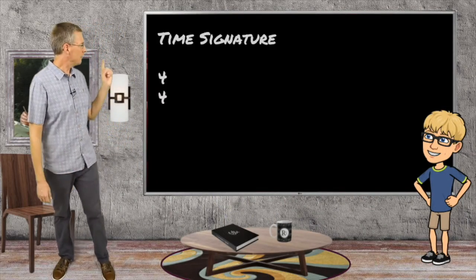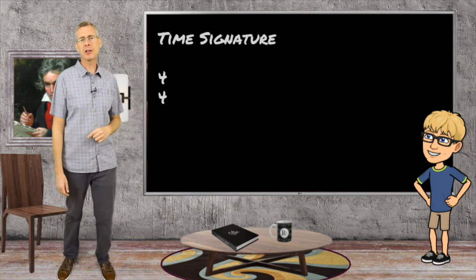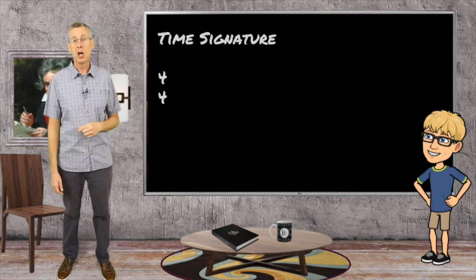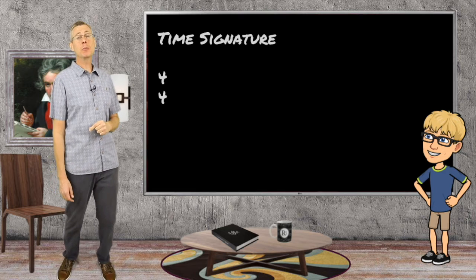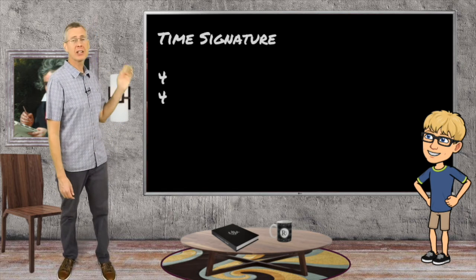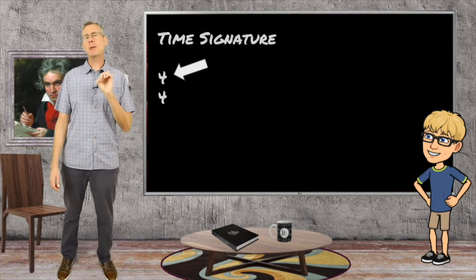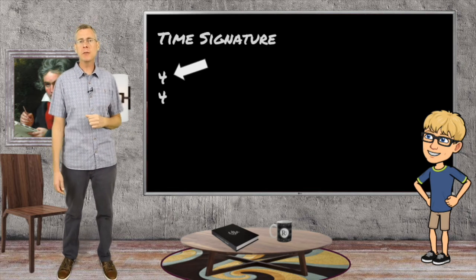Now you may know that in music, these two numbers on top of each other are called a time signature. But do you really know what each number means? Well, the top number is actually pretty easy. It tells you how many beats or counts are in each measure of music.